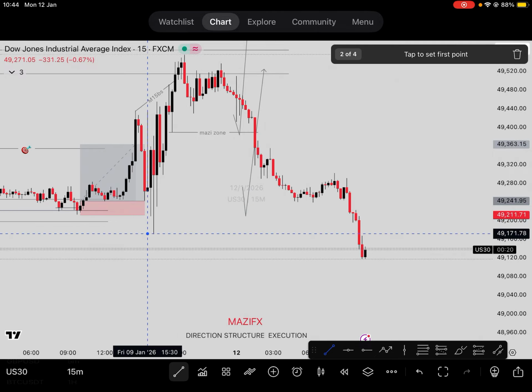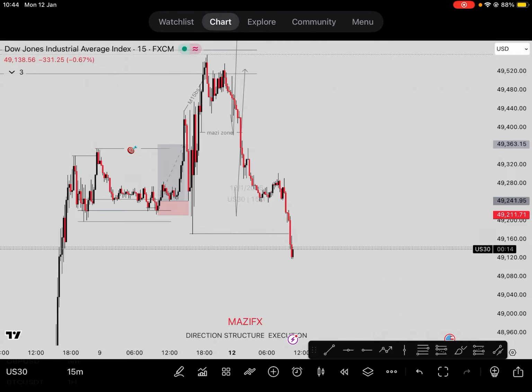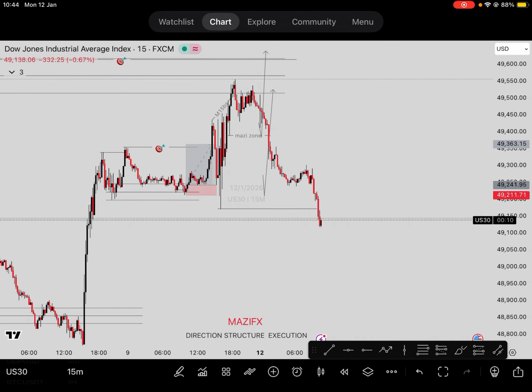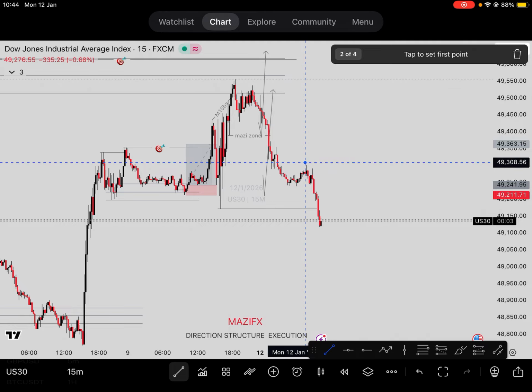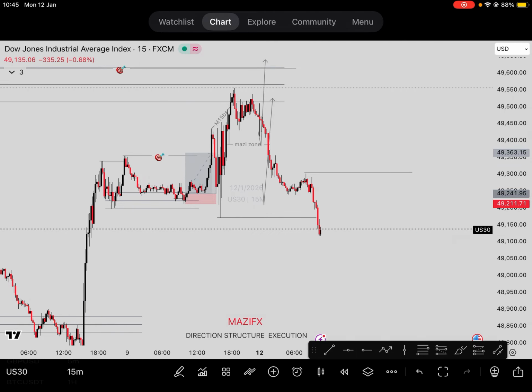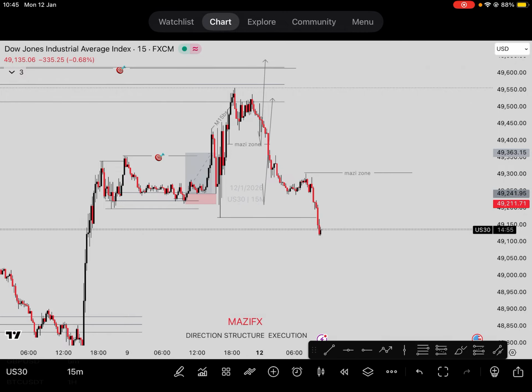So now we are selling. It is now sure that US 30 wants to go down. So what I'm expecting now is for US 30 to go to the 4-hour structural zone, or we'll check. So now my next point of interest is here. This is now my next point of interest. I call this the Mazi zone. For those who know me already on the timeline here, I call this the Mazi zone.